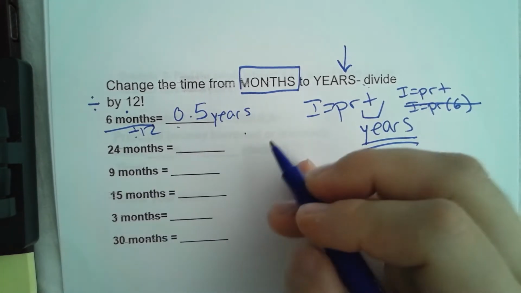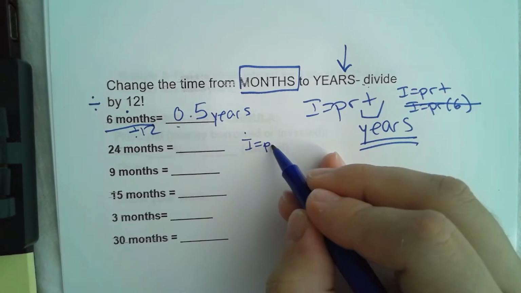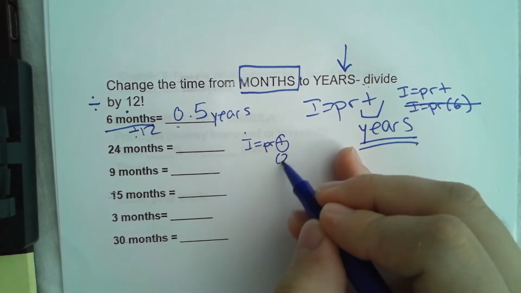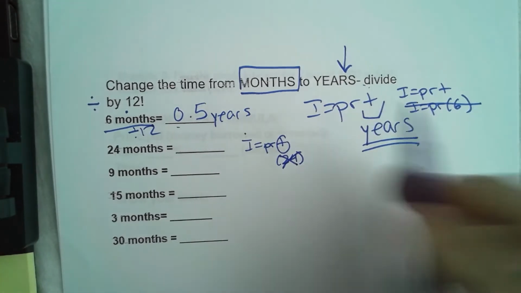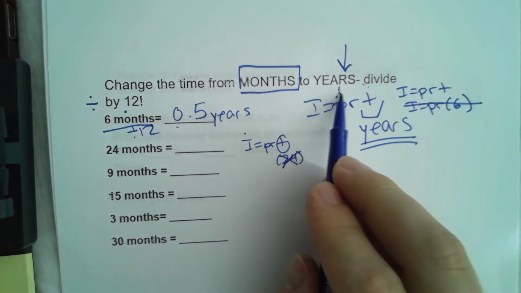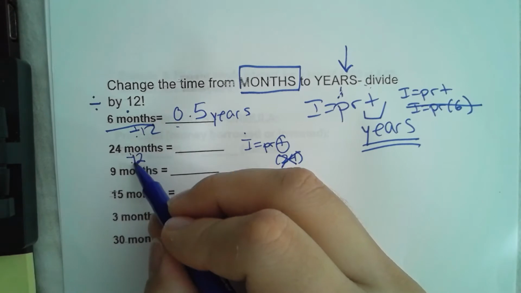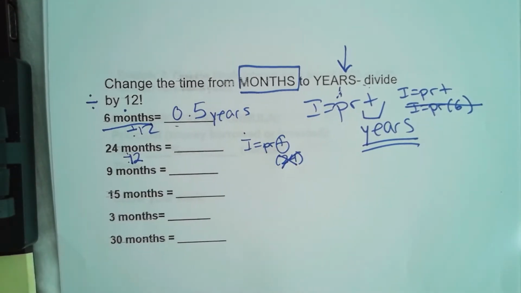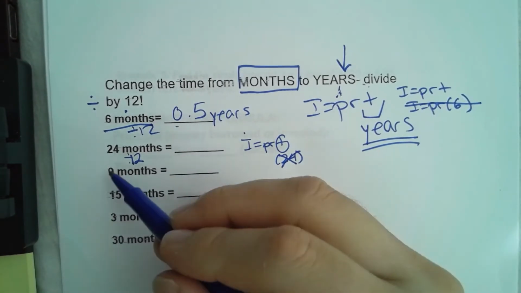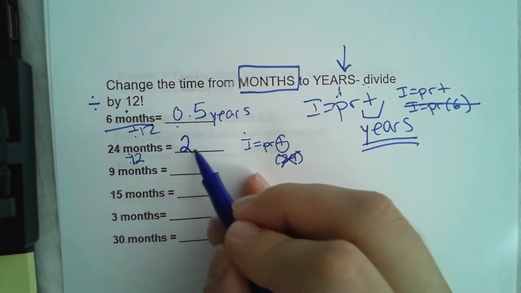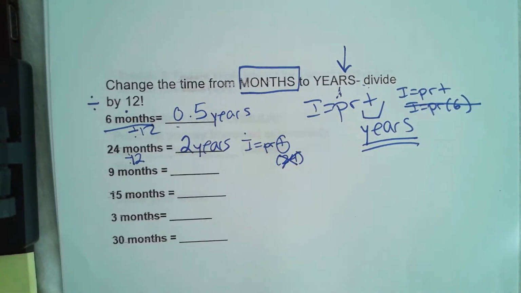24 months. When I do I equals PRT, I don't put 24 here. No, I need to put years, right? And I just divide by 12, because there's 12 months in a year. So 24 divided by 12 means 2 years, right? 2 years is 24 months.